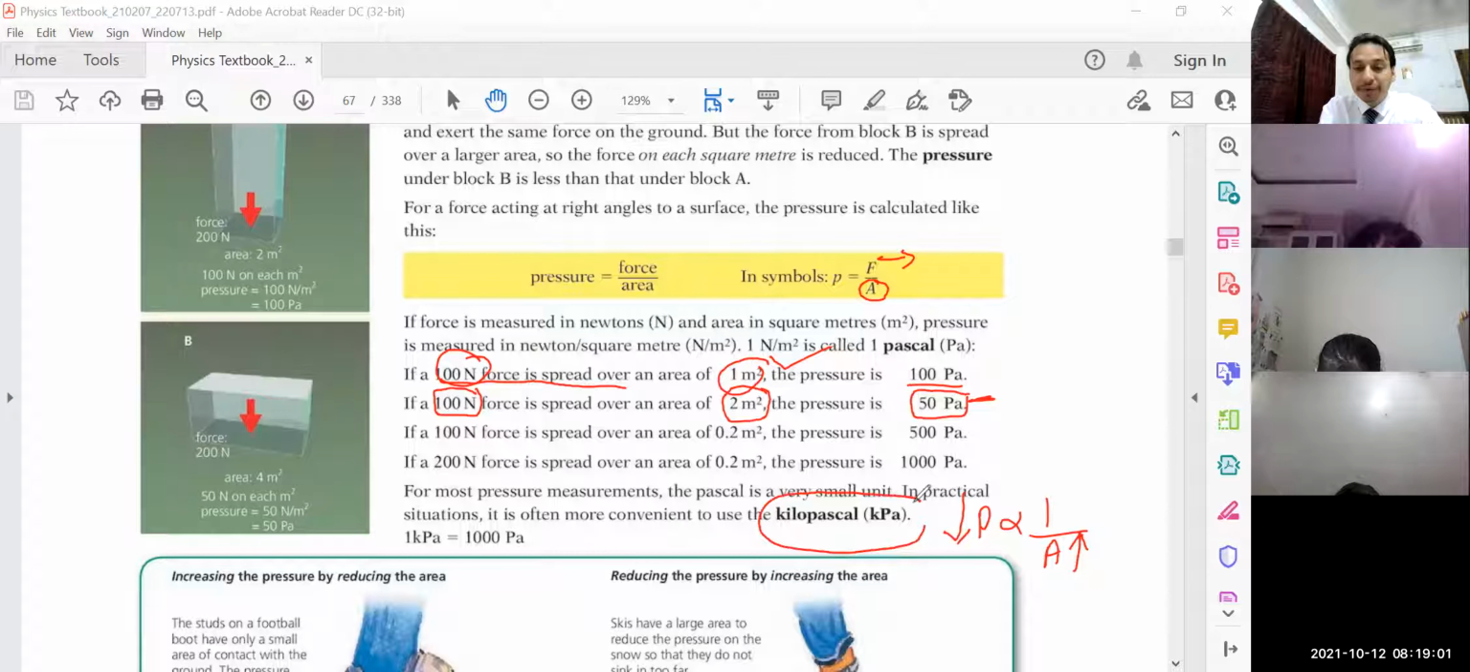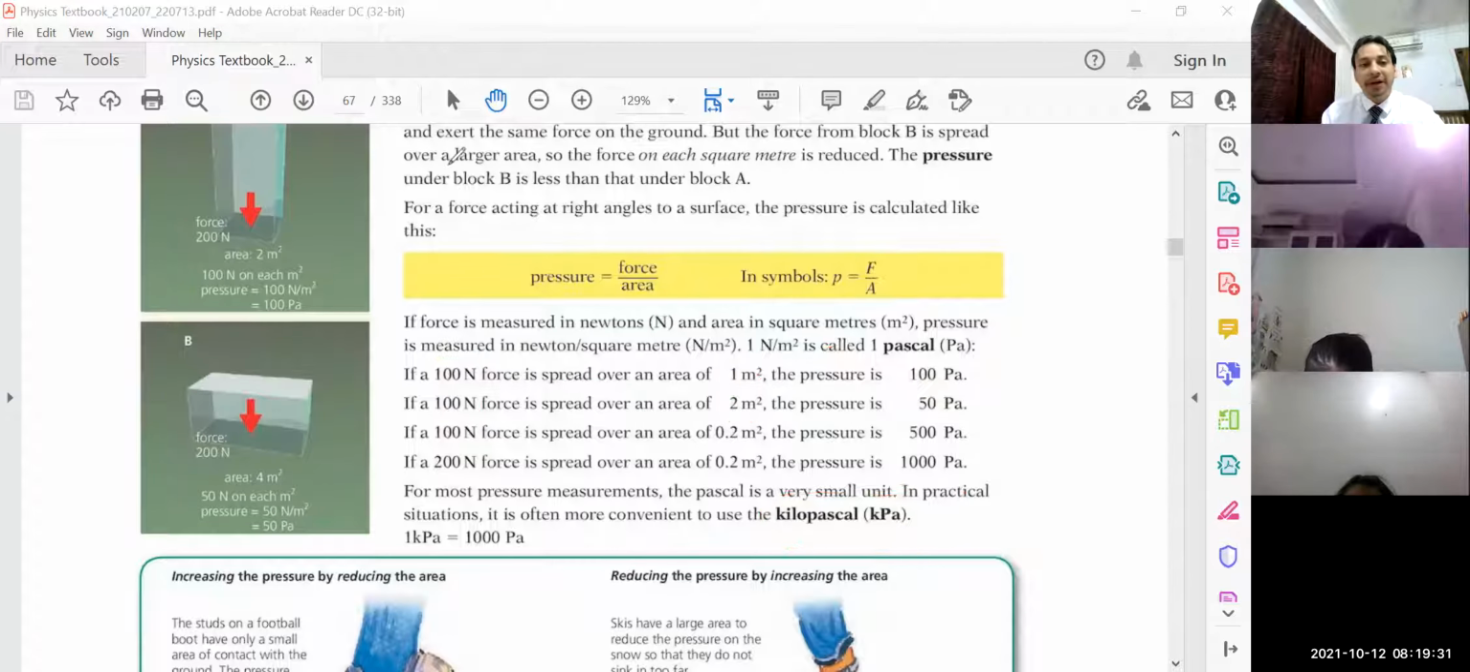Kilopascal, yes. Sometimes pressure is not always in pascals or Newton per meter square. It may be in kilopascal, it may be in megapascal, children. So please remember that kilopascal is there. You need to convert kilopascal into pascal by multiplying by 1000. Similarly, there may be other higher values.